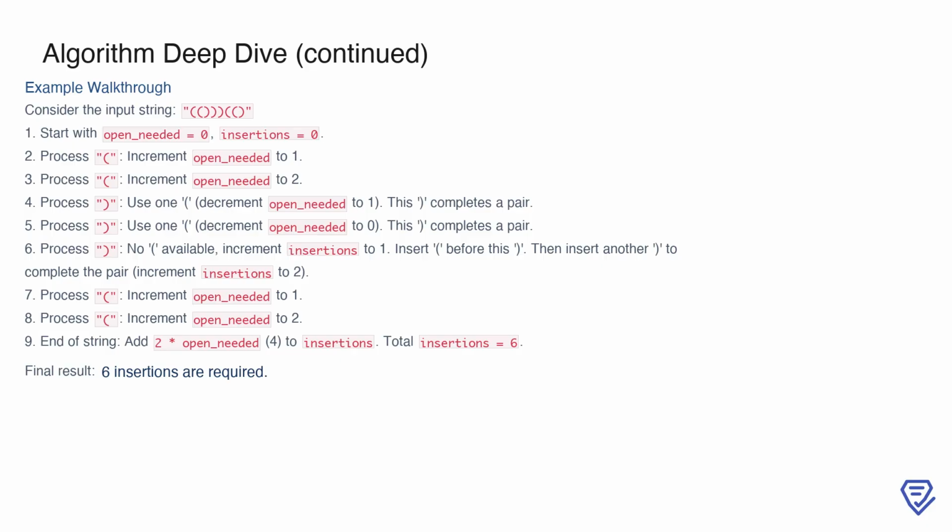When we reach the third, there are no unmatched available, so we increment insertions to 1 to add an opening parenthesis before this. We then increment insertions again to 2 to complete the pair for this. Moving on, the next increments open_needed to 1, and the following increments it to 2. At the end of the string, we still have 2 unmatched. Since each requires 2, we add 2 open_needed, which is 4, to insertions. This brings the total number of insertions to 6. Thus, the minimum number of insertions required to balance the string is 6.